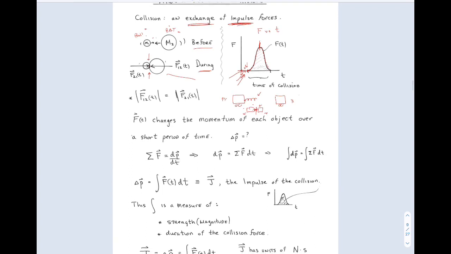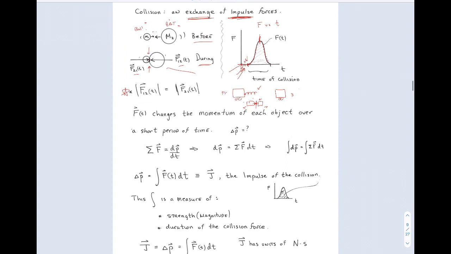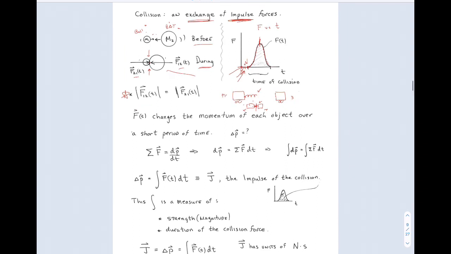So the collision force can be a function of time, right? We know from Newton's third law that these two forces are equal and opposite. So we would say for the collision that the collision force changes the momentum of each object over some short period of time. So I want to calculate the change in momentum.